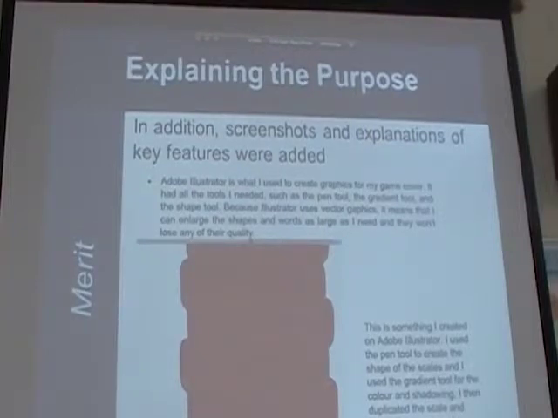So Illustrator used to create graphics. It had all the tools I needed, such as pen and gradient. Because Illustrator uses vector graphics, it meant I can enlarge the shapes and the words as large as I need, and they won't lose any of their quality. This is something I created, and she's showing that she uses the pen tool to create the shape of the scales, the gradient tool for the color and shadow, and duplicated it to make it look like dragon scales. So she's saying why, the purpose, and giving a screenshot that she actually did that and she knows what those tools are for.